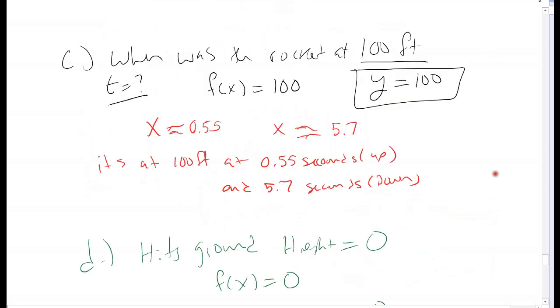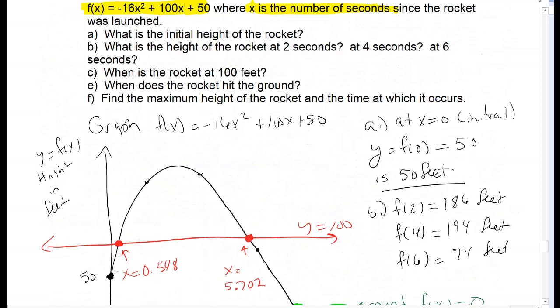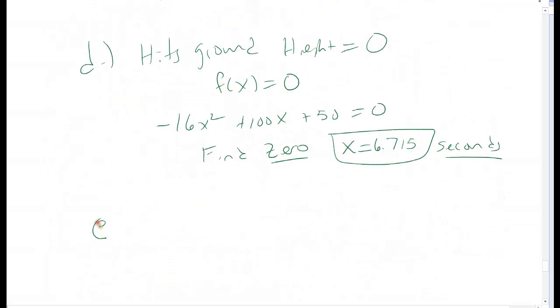All right, the last question. What's the maximum, right? What's the maximum height of the rocket, and what time does it occur? Well, the maximum would be the vertex, so we want to find this. This is what we want, the vertex, which is my maximum. All right, so that's the last question, which I actually think that was E and that was F. For some reason they were labeled weird like that.